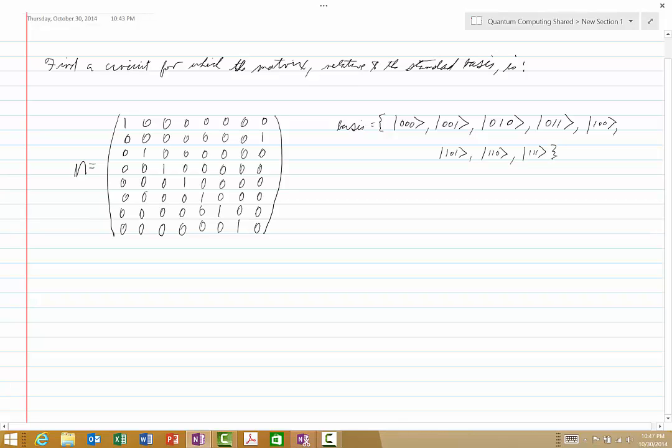Which means that we associate with the 0, 0, 0 state the vector 1, 0, 0, 0, 0, 0, 0, 0, that is, 1 and 7 zeros. And then with this state 0, 0, 1, we associate 0, 1, and then 6 zeros, and so on.